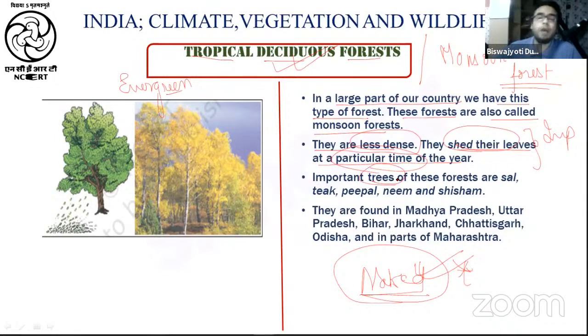And if I have to talk about your important trees which are found here, it includes your sal, teak, peepal, neem, and then we also have your shisham, right? And if I have to talk about the regions in India where it is found, it is found in the states of Madhya Pradesh, UP, Bihar, Jharkhand, Chhattisgarh, Odisha, as well as in certain parts of your Maharashtra. Fine. All right.